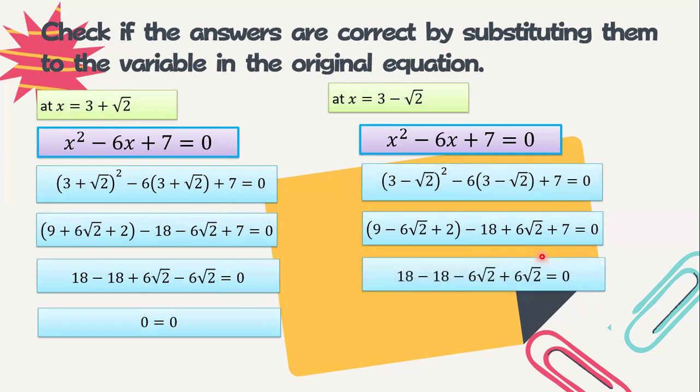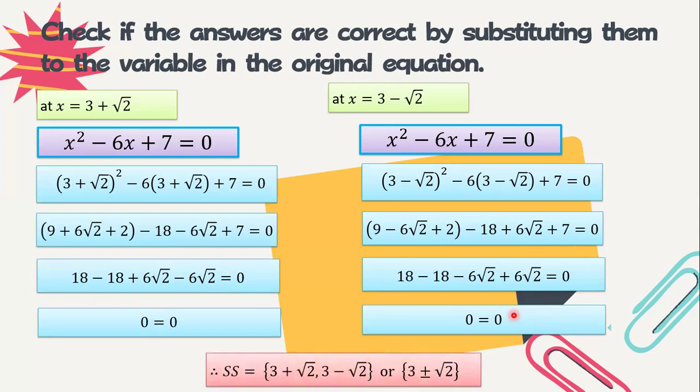So 18 minus 18, then negative 6 square root of 2 plus 6 square root of 2 is equal to 0. So we all know that this is 0, and this is also 0. So 0 is equal to 0. Therefore, we can say that x as 3 minus square root of 2 is a solution also. So therefore, the solution set is equal to 3 plus square root of 2, 3 minus square root of 2, or 3 plus or minus square root of 2.